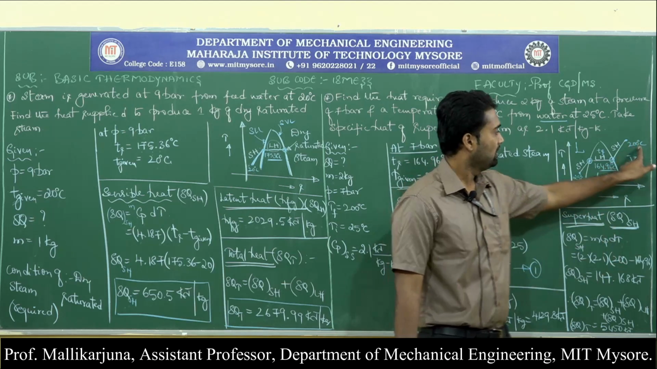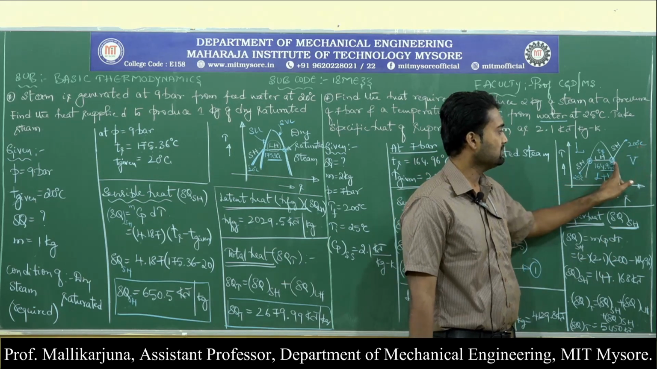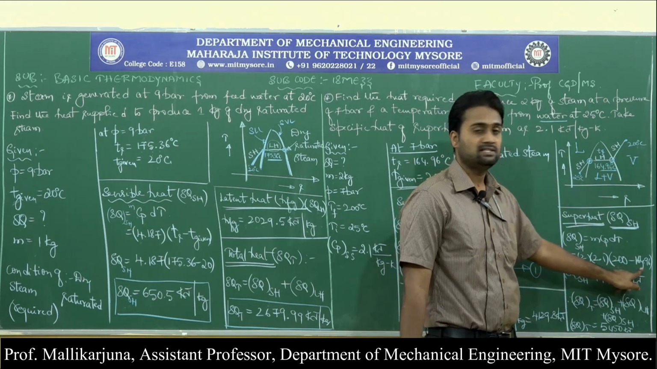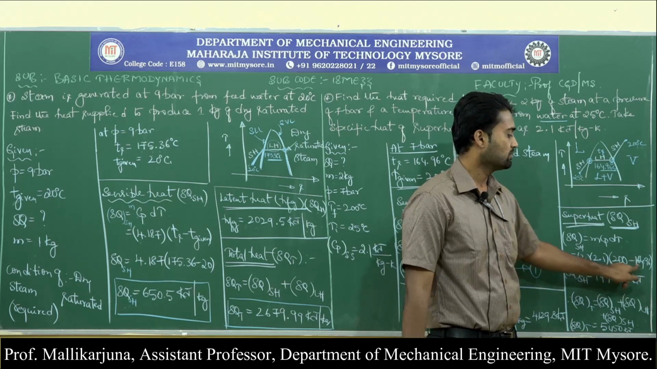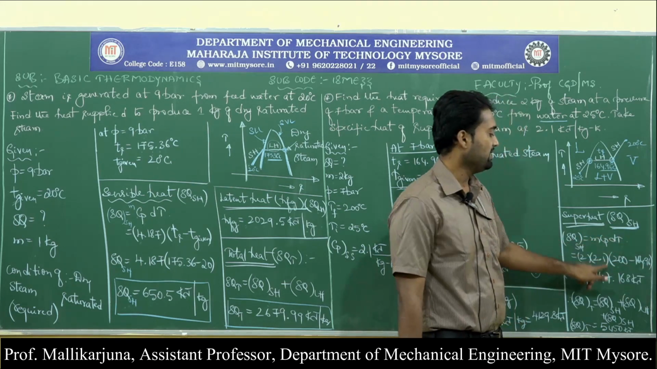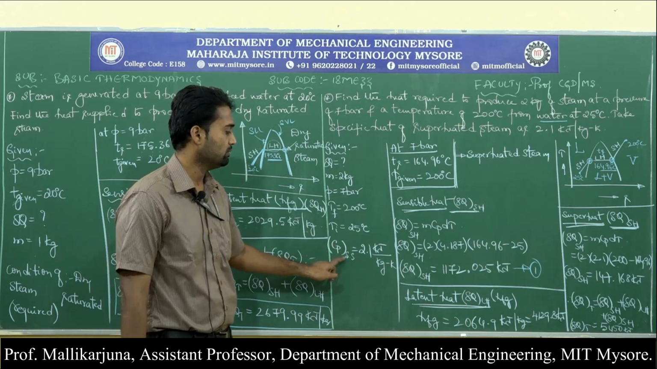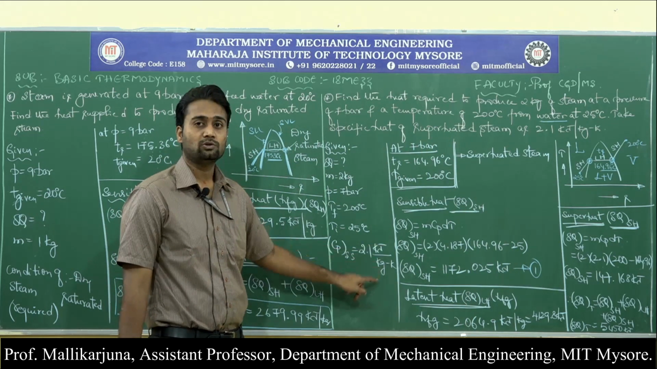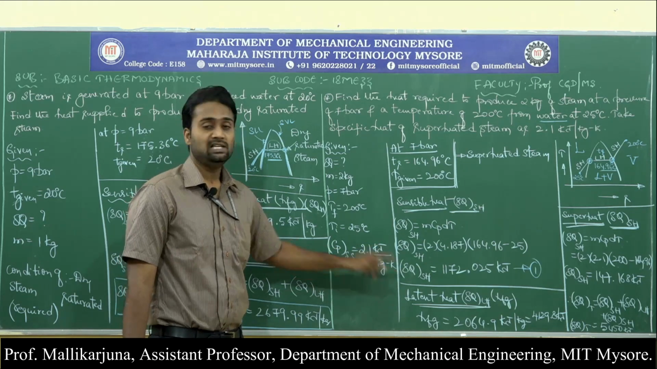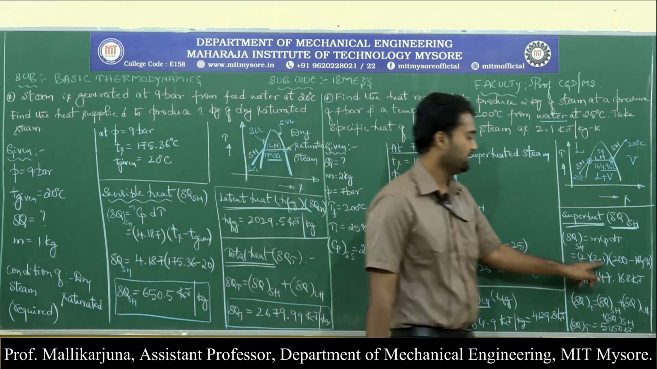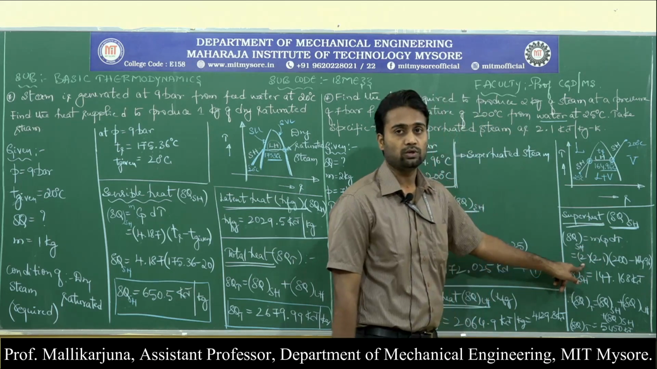Here dt is 200 degree centigrade minus 164.96 degree centigrade. 200 minus 164.96. Cp of the steam they have specifically mentioned. Look here, Cp of the superheated steam is 2.1 kilojoules per kg Kelvin. That needs to be substituted here, and mass of the steam is 2 kg.